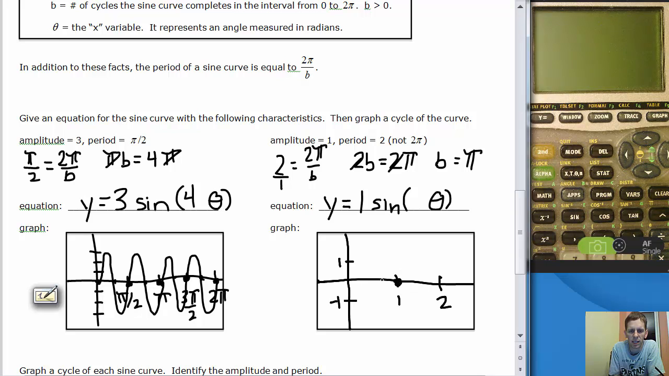So it's going to cross the x-axis here. It's going to come back, finish the cycle here. It's going to start here. It's going to go up, down, and back up again. Now if you took this all the way out to 2 pi, it would complete 3.14 cycles between 0 and 2 pi.